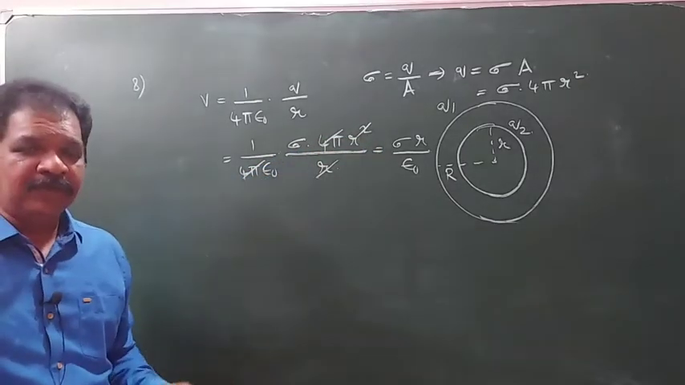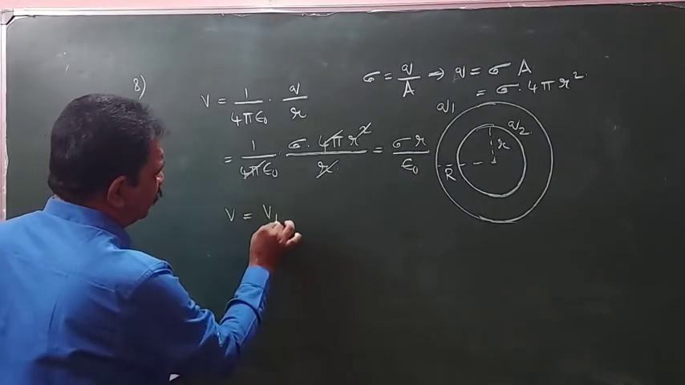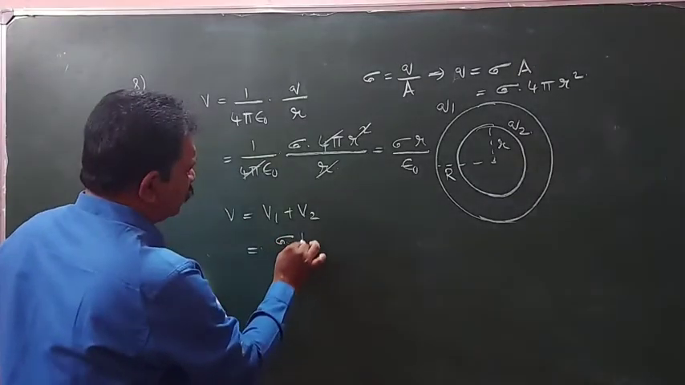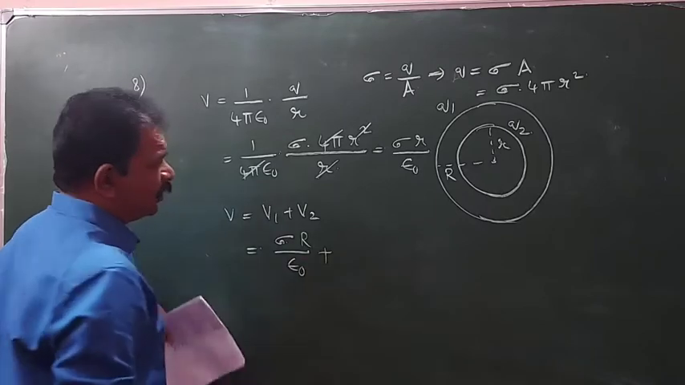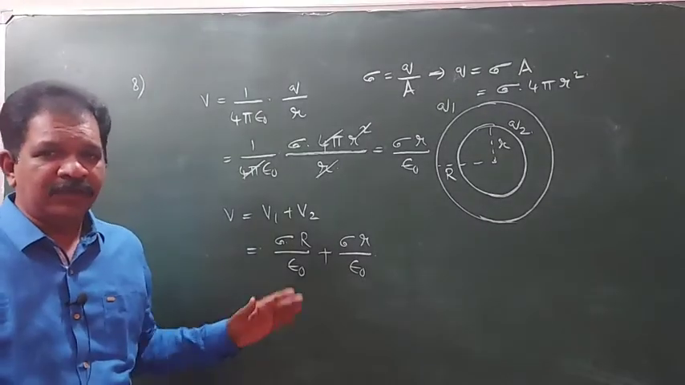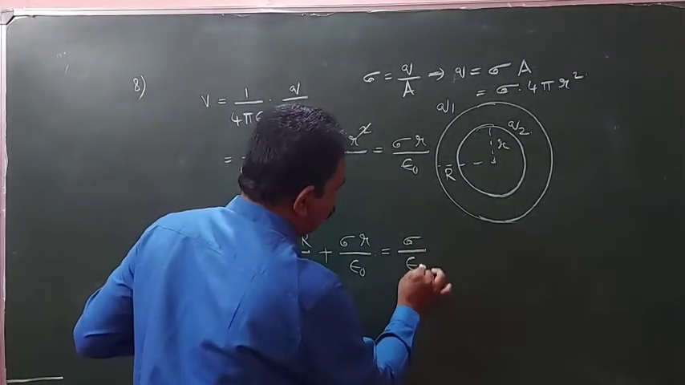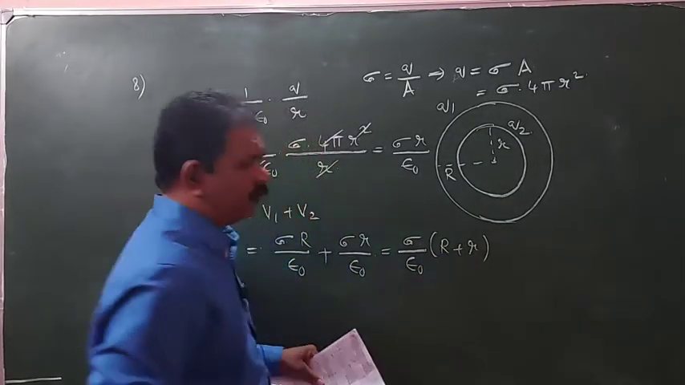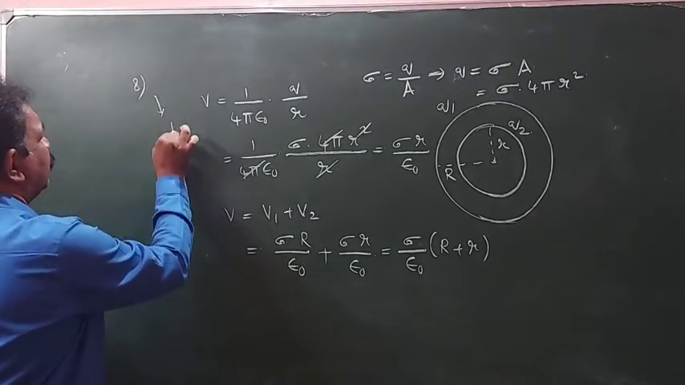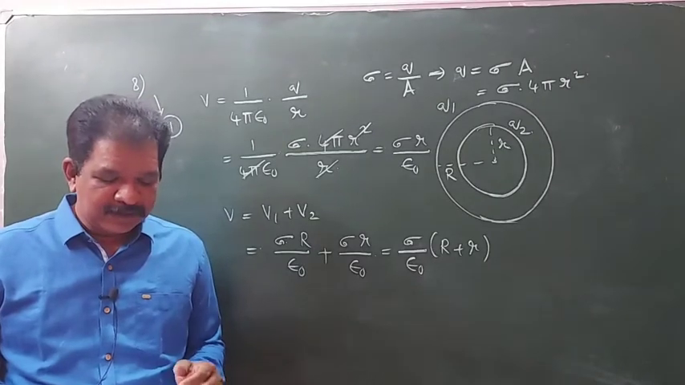Both spheres have the same surface charge density. So net potential at the center means V1 plus V2: this value is sigma capital R by epsilon naught for the outer sphere, and sigma small r by epsilon naught for the inner sphere. They have the same surface charge densities, so this value is sigma by epsilon naught into (R plus r). So eighth, it will be first option. Clear? Ninth, what are they asking.